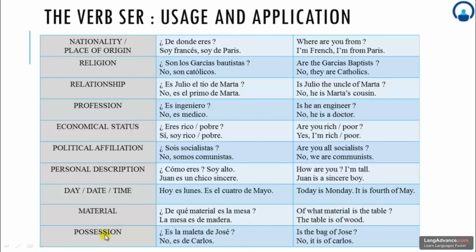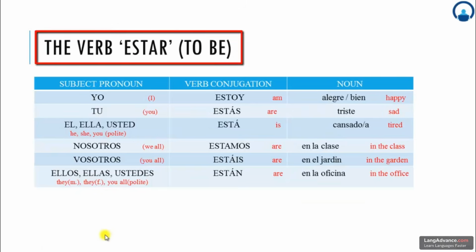Okay, that was a pretty detailed set of rules and instructions of how to use and apply the verb ser. Now I'm going to introduce you the next basic part of grammar, just like the verb ser, and it is called the verb estar. If you notice on the screen, the estar verb has the meaning to be, so it also makes you remember the verb ser, because the ser verb also means to be.